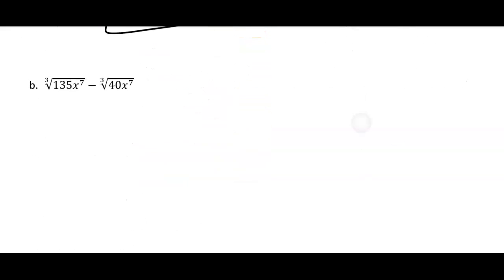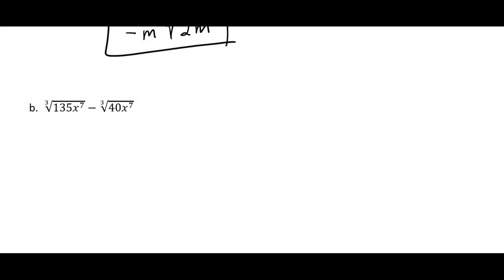All right, so we have another one. It looks similar, but it's a cube root. So the cube root of 135 x to the 7th. What goes into 135? I don't know. So I go over here to the side and I say 5 goes into 135 how many times? 27. Okay, good. I can take the cube root of 27. So I've got the cube root of 27 times 5, and then I'll just write the x to the 7th.